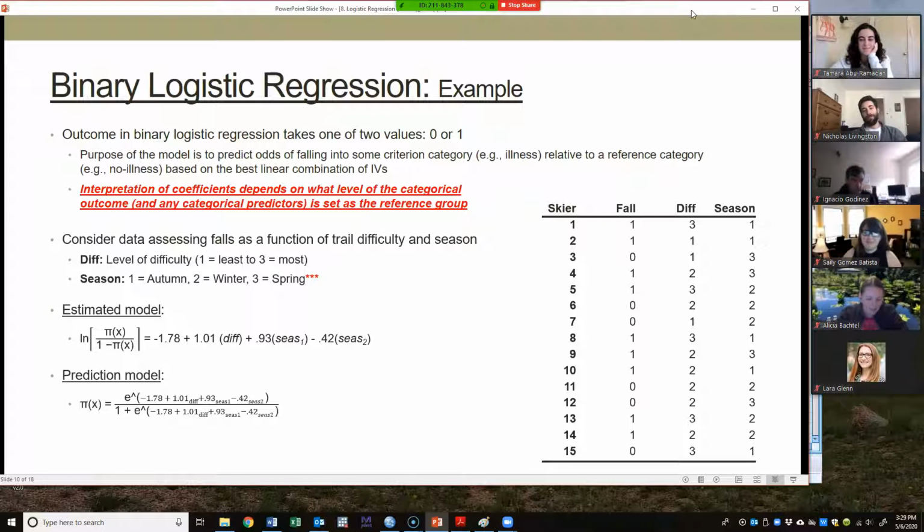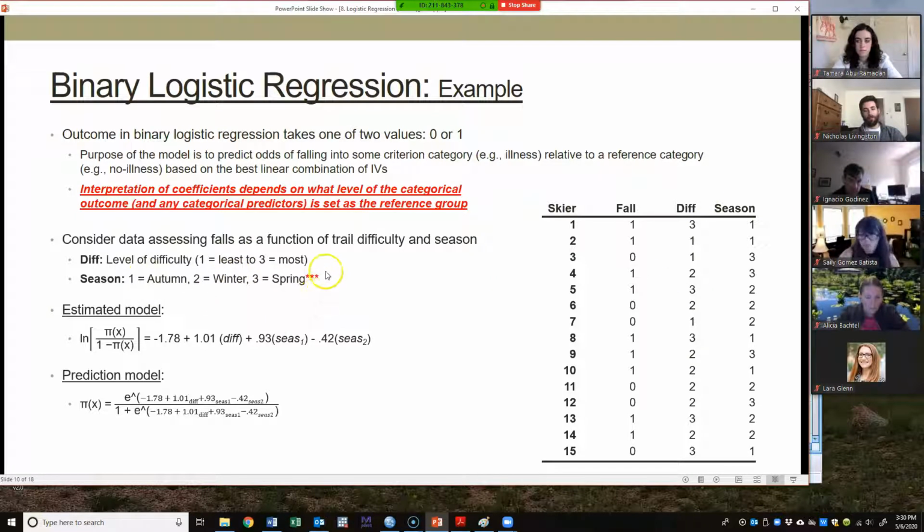All right, so let's consider a situation with a small set of data, and what we want to know is whether or not someone falls, okay? And we're modeling falling, yes or no, as a function of trail difficulty and, say, season, okay? So we see in our data set, we've got 15 individuals on some run, and we're noting whether or not they've fallen, yes or no, right? We've got a fall, no fall, no fall, no fall. And what we're doing is we're predicting falls based on difficulty of the run, 1 least difficult to 3 most difficult, and then season 1, 2, 3, autumn, winter, spring.